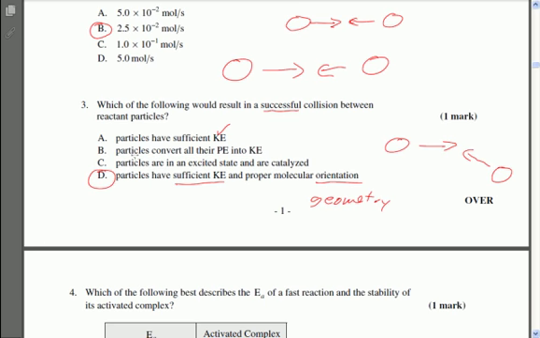And remember, B is a very, very wrong answer. Particles convert all their potential energy into kinetic energy. As particles approach each other, kinetic energy is turned into potential energy, not the other way around.